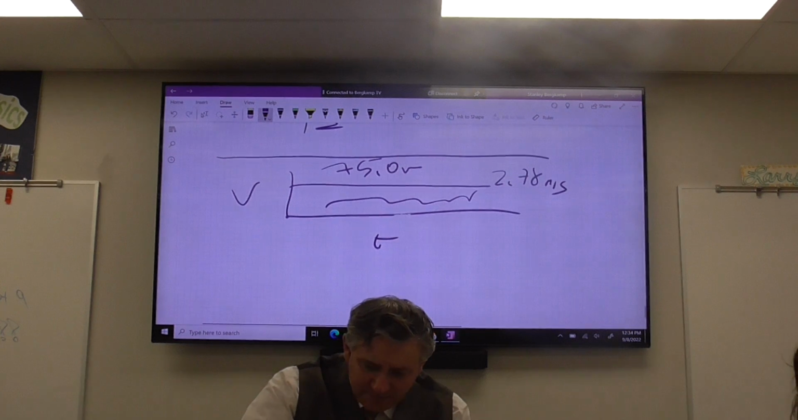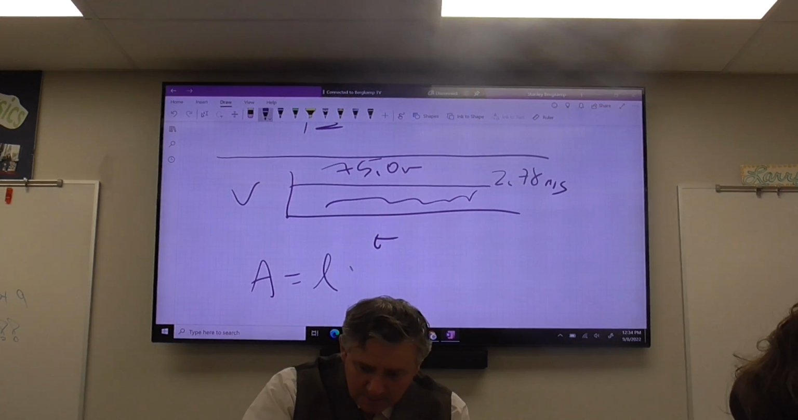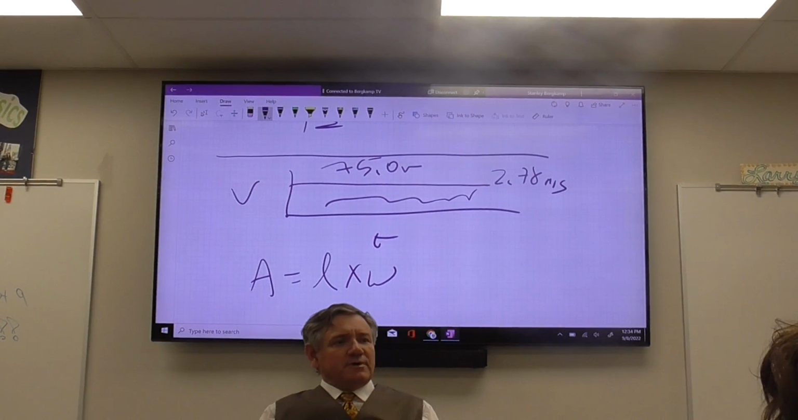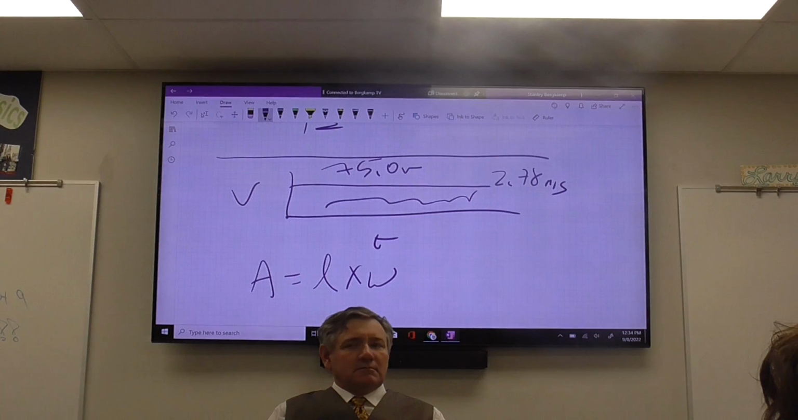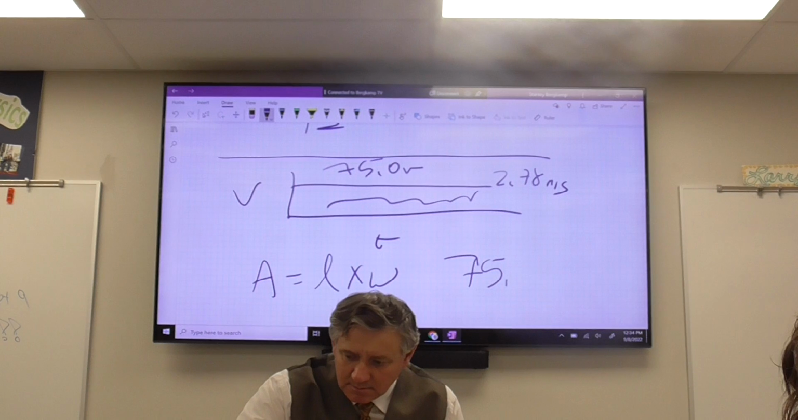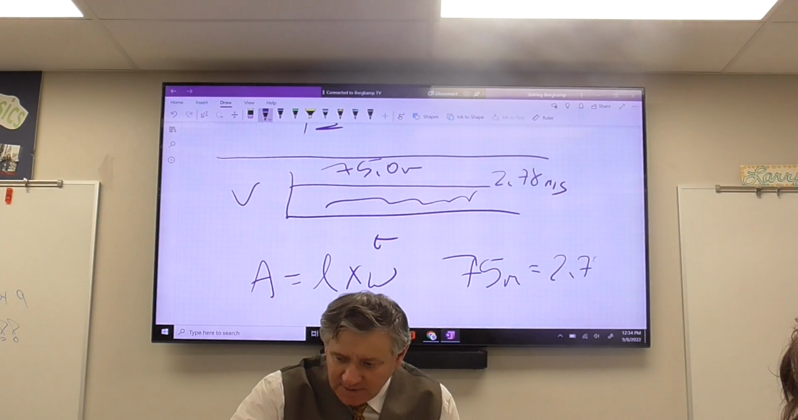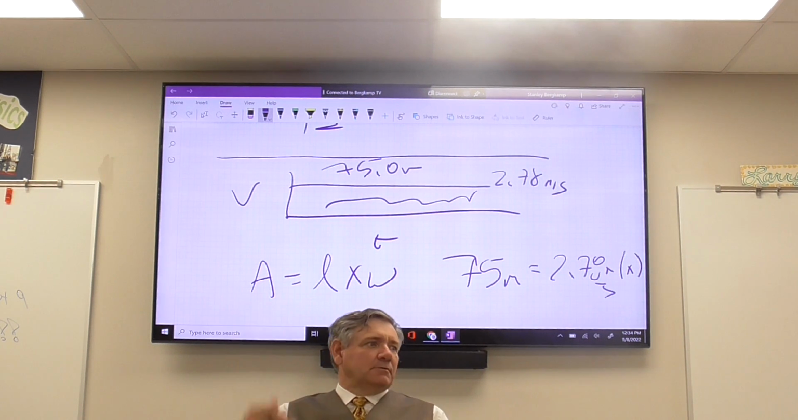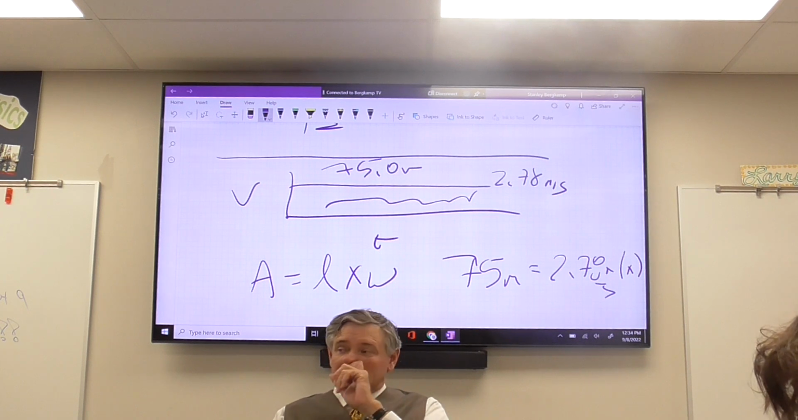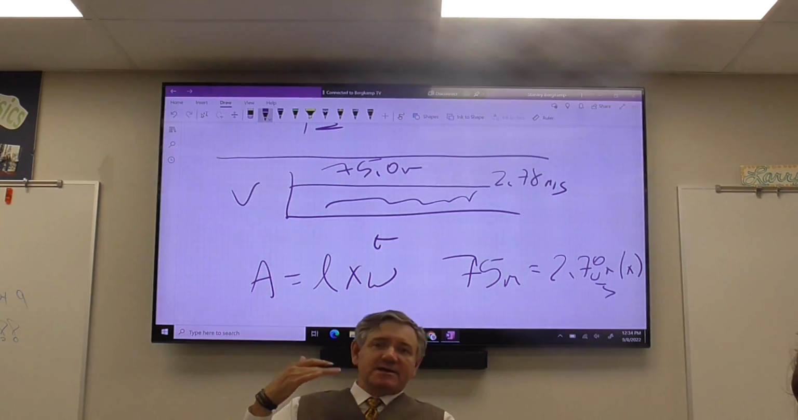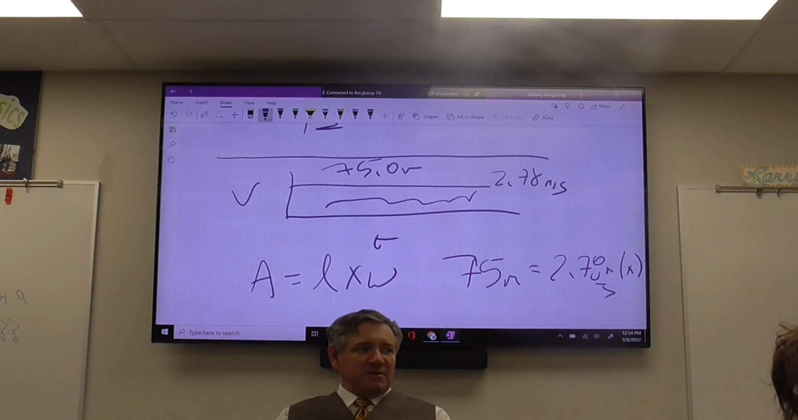So how do you find the area of a rectangle? Length times width. You can do this as a geometry problem. What's the area of that rectangle? 75 meters. What's one dimension? 2.78 meters per second. What's your unknown dimension? X. Time. There you go. I don't care how you work the problem. You can use equations, you can use ratios, you can do geometry. I care not. Just pick the method that works best for you.